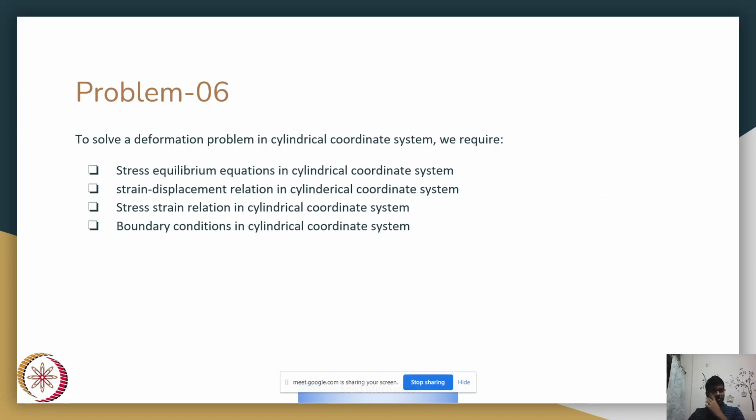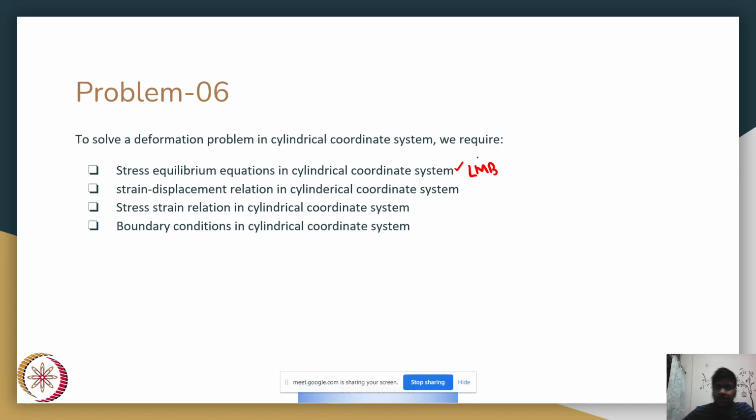Problem 6. To solve a deformation problem in cylindrical coordinate system, we require, which of the following things? Do we require stress equilibrium equations? So we do require them, right? We are using linear momentum balance. So we do require the stress equilibrium equations in the cylindrical coordinate system.